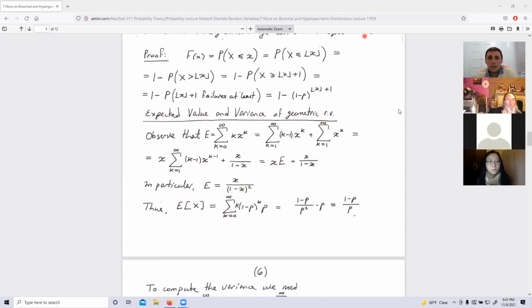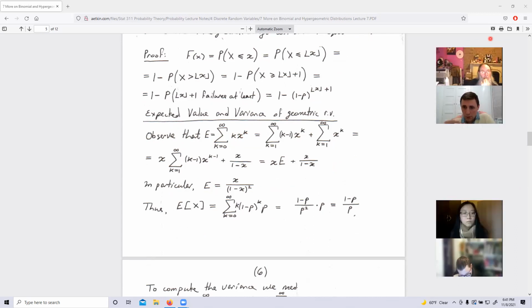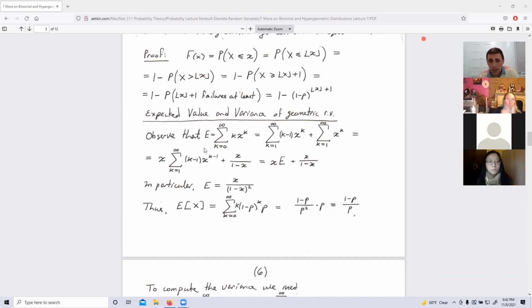First of all, I just make this calculation to remind you how I sum up this altered geometric series where you have k times x to the power of k. You know how to sum x to the power of 1 plus x to the power of 2 and onwards. But what do you do if you have 0 times x to the 0 plus 1 times x to the 1 plus 2 times x to the 2? How do you add that up? We did it several times already.